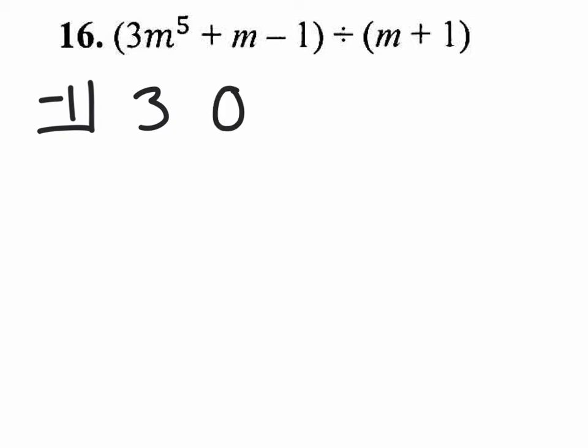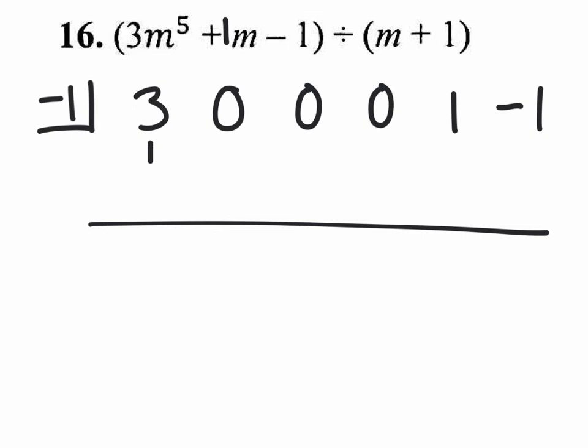Then you have m to the 3rd, you also don't have it. M squared, you also don't have it. M to the 1, you do have a coefficient on m. There's a 1 right there. Right in front of the m, there's a 1. And the constant at the end is a -1. And now you're able to use synthetic division. Bring down the 3, because as you go down, you combine. But as you go up, you multiply. So -1 times 3 is -3.